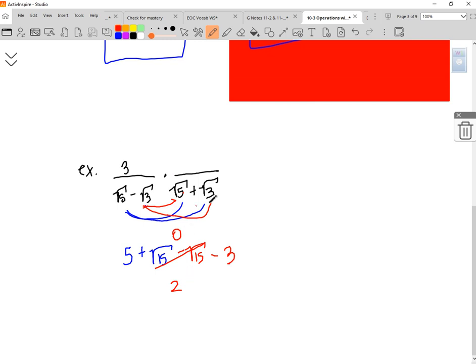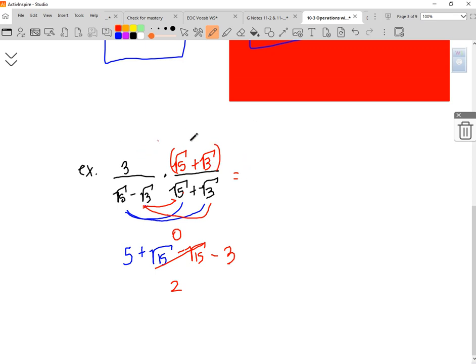But whatever we do to the denominator, we have to do to the numerator. So here we're going to multiply this by the square root of 5 plus the square root of 3 and put it in parentheses. You follow me, Jacob? You follow me, Caleb? Jalen?